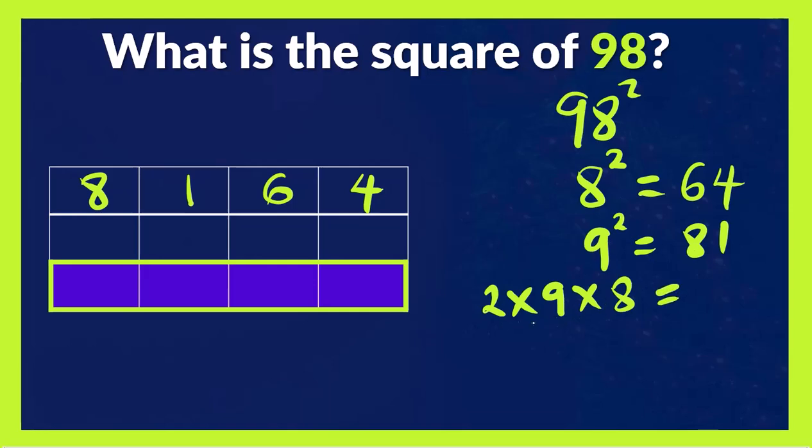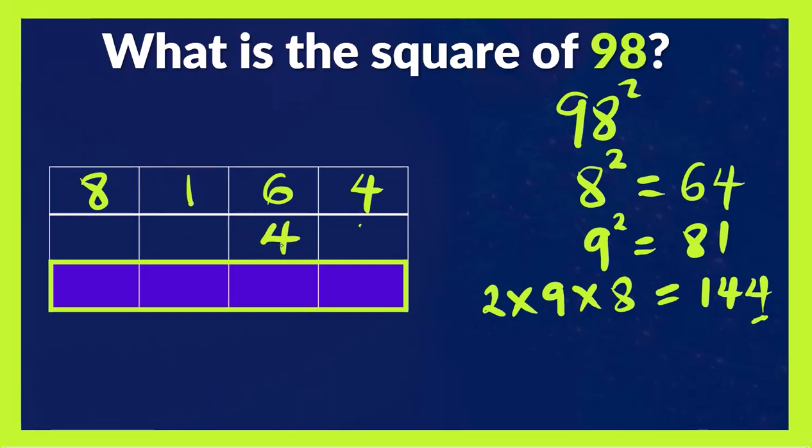And this 2 times 9 is 18. 18 times 8, this will give us 144. Okay, so if we're going to write this now, we'll start writing from the last digit. We are not going to write it here. We'll start from here. So put the 4 from the 144.